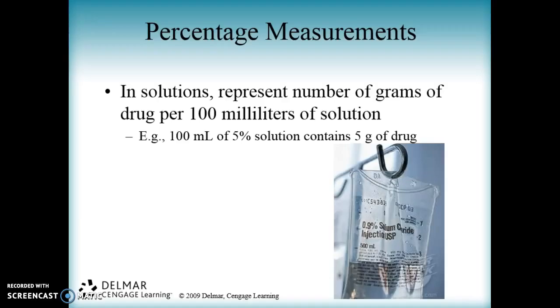This is an example of what you might see in an IV solution. Here's an example of sodium chloride, and you can see on the label it says 0.9%. And so following this example that they give you up here, if 5% contains 5 grams of drug, this 0.9% then would contain 0.9 grams of drug in every 100 milliliters. So just again, another way to measure.